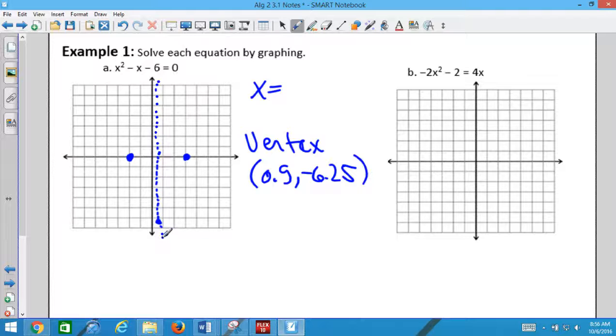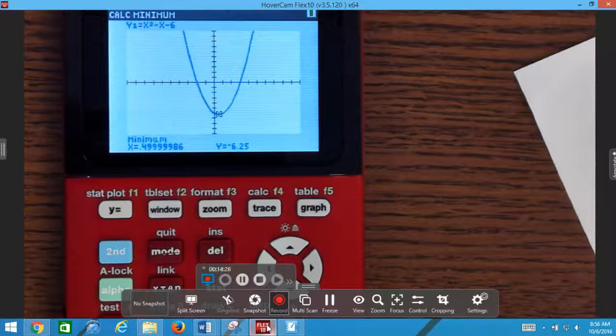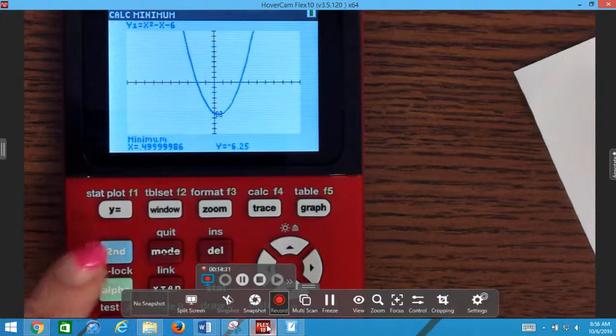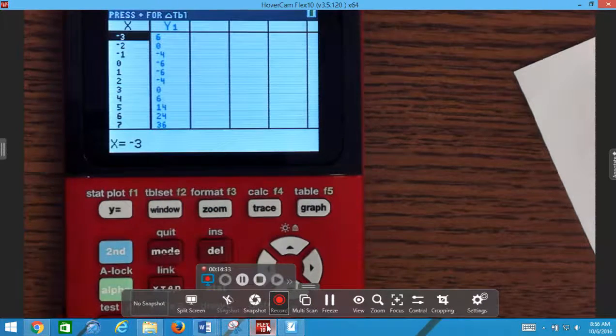3 points really isn't the best amount to have on your graph. You would need at least 5 points, right? So the last thing I'm going to show you, which we've looked at before, is you can go to your table to find more ordered pairs. So we do second graph, and there is a table of all kinds of ordered pairs for you.